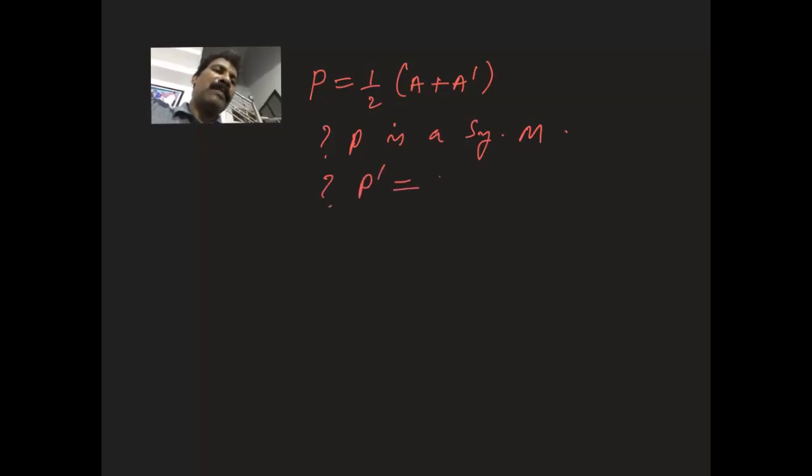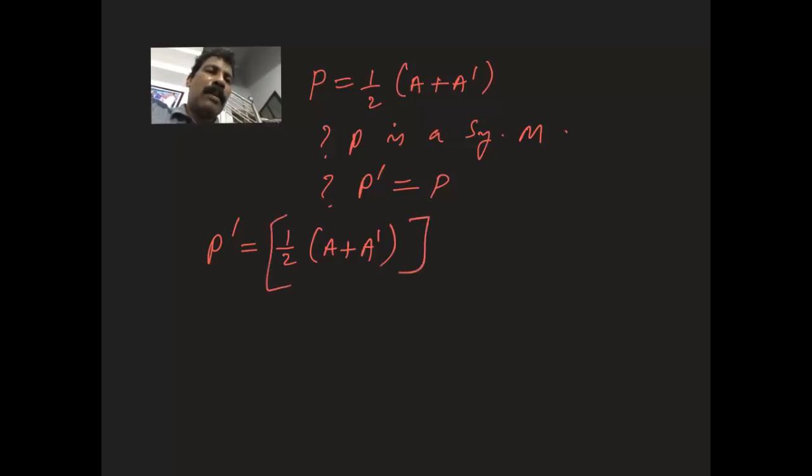We have P equal to half A plus A transpose. We shall show that P is a symmetric matrix. That is, we have to show that P dash is equal to P only. So let us consider P dash, that is half of A plus A transpose, the whole transpose.